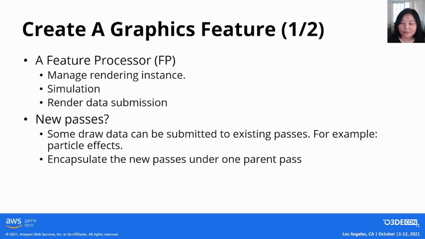Next, does the graphics feature need new passes? Because some draw data can be submitted to existing passes. For example, the particle effects can be submitted to the existing opaque forward pass and the transparent pass. If you find that you need your own passes, you can encapsulate the new passes under one parent pass for easy management.